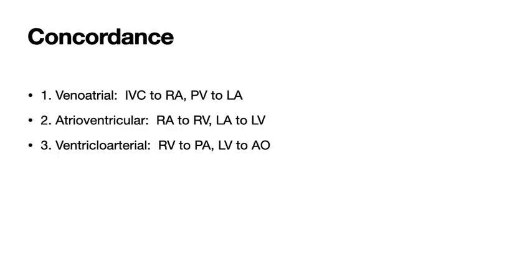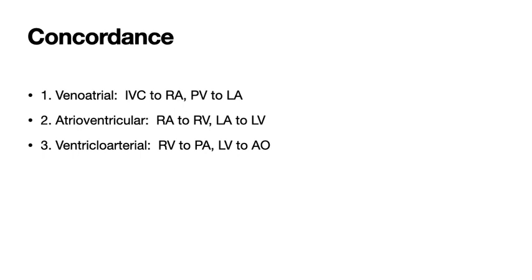All right, let's talk about the concept of concordance. Concordance means normally there's veno-atrial concordance, veins to atrium. The IVC is supposed to go to the right atrium, and the pulmonary veins are supposed to go to the left atrium. That's veno-atrial concordance. The right atrium is supposed to match up with the RV, and the LA is supposed to match up with the LV. And if they are, that is atrioventricular concordance.